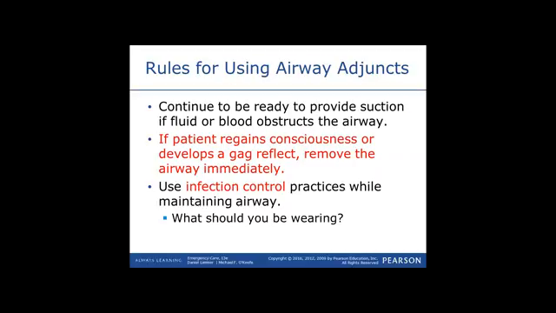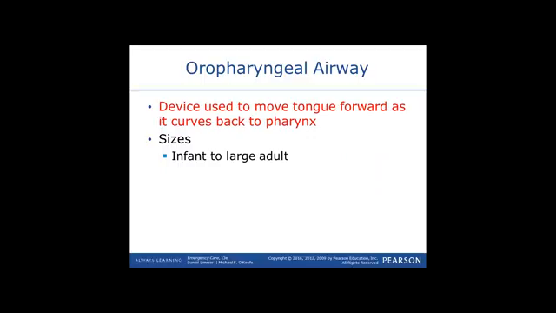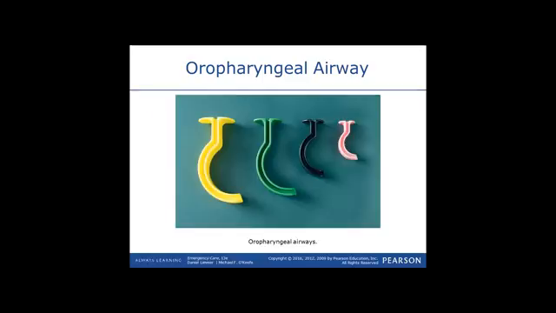Good? Sweet. So, oral pharyngeal airway, a device used to move the tongue forward when it curves back in the pharynx. It's all the way from infant to adults, right? So we can use these in all size people. All the way down to infant ones, which are about yay big, all the way to pretty large ones. There's the range, tiny, and so on. Usually they're in a plastic container sized from the bottom all the way to the top.